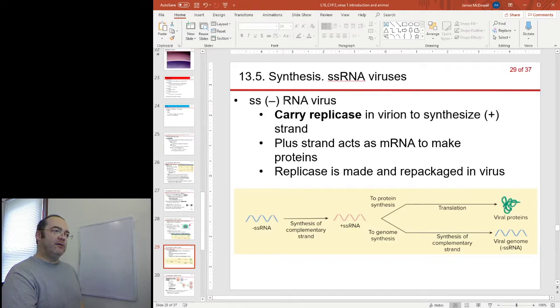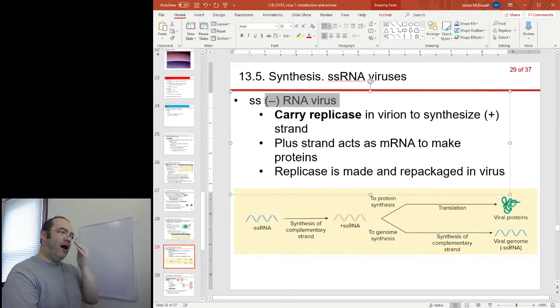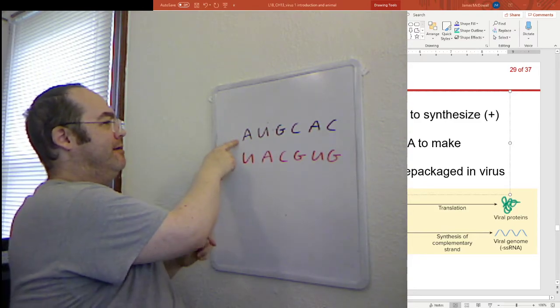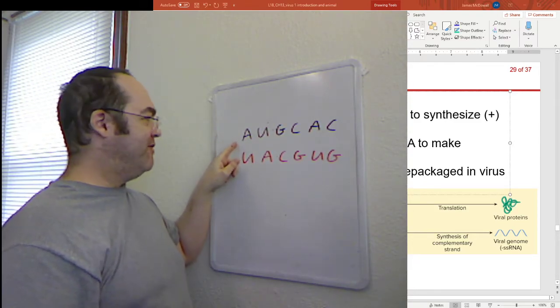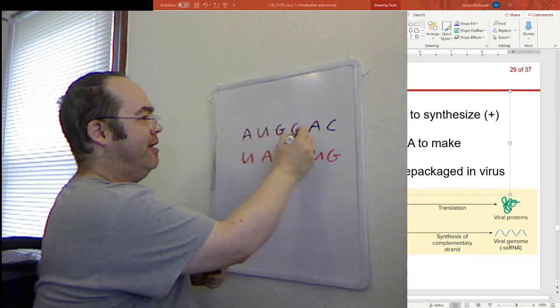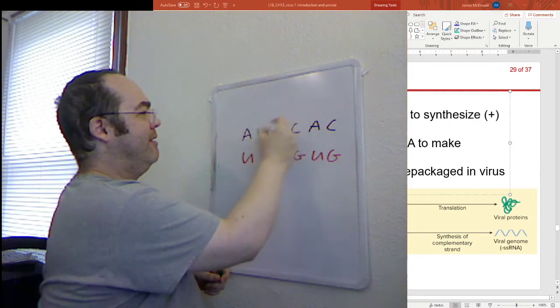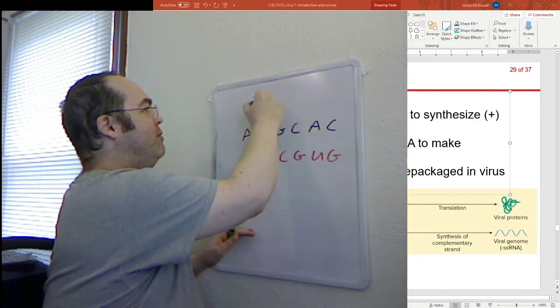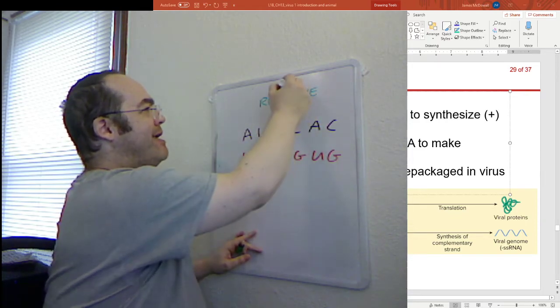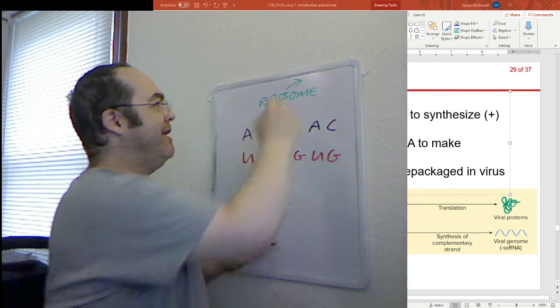When we have negative sense RNA viruses, it's different. So let's take a look at those strands. Here is, let's call this black one the positive strand. And here we can see 2 codons, AUG and CAC. And this can go directly into a ribosome, and it can be translated directly into a protein.